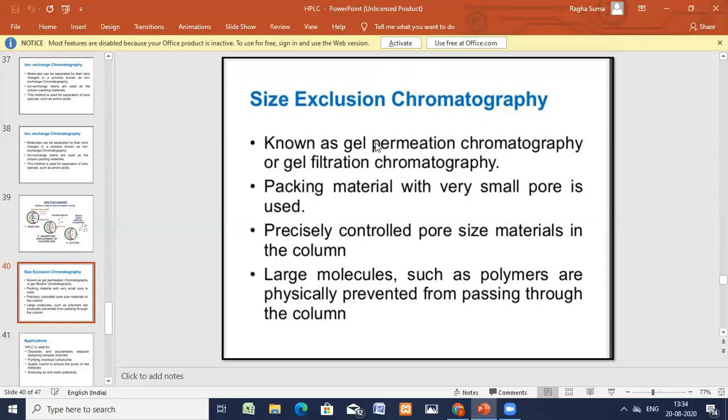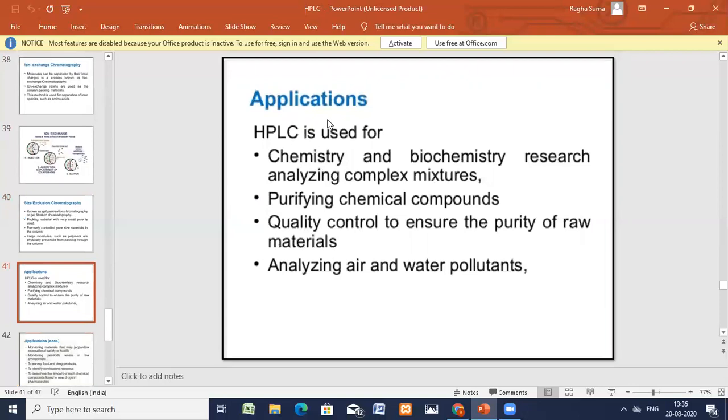Packing material with very small pores is used. Precisely controlled pore size materials in the column. Large molecules, polymers, are physically prevented from passing through the column in size exclusion chromatography.